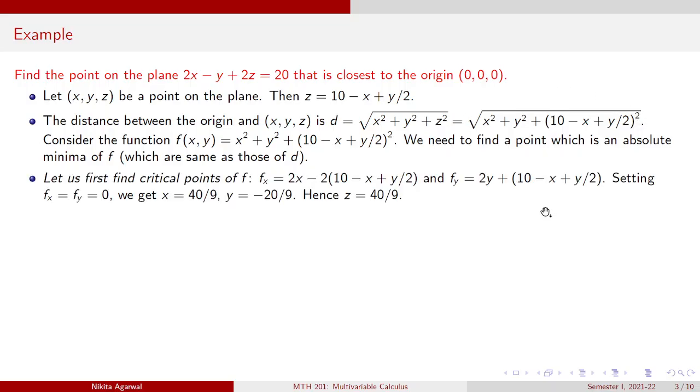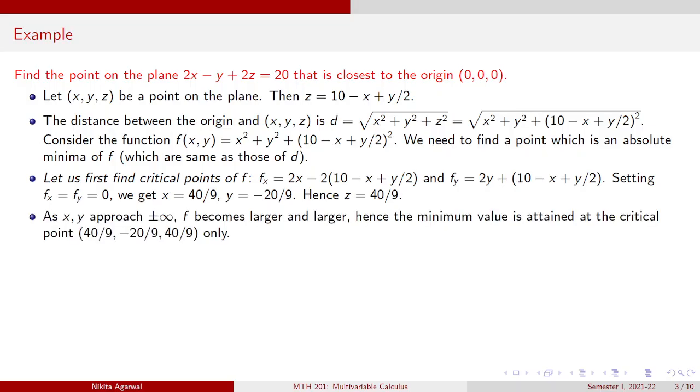Okay, so let us first find critical points of f. How do you do that? You compute the first partials, set them equal to 0, and this is what you get. x equal to 40 by 9 and y is minus 20 by 9. And from there you can compute z, because z has this expression, this point lies on the plane. So you have this point and you're getting just one critical point, right, in this case. Now the question is what happens at other points, right?